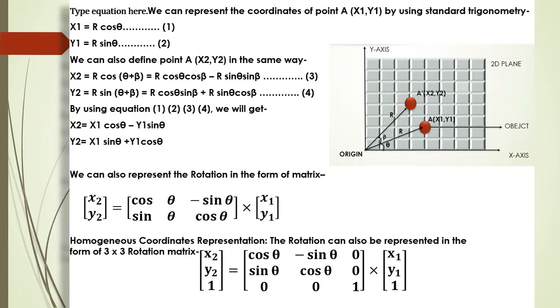We can also represent the rotation in matrix format. It can be represented in matrix format like this. When we want to represent it as a homogeneous coordinate, the rotation can be represented in the form of a 3 by 3 rotation matrix, and it can be represented like this.